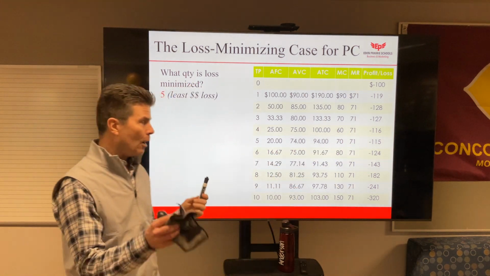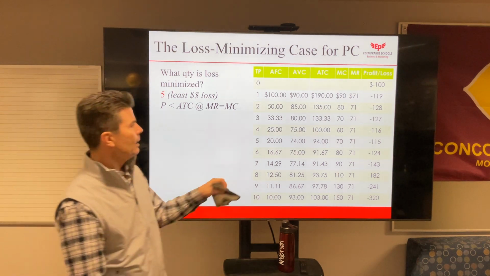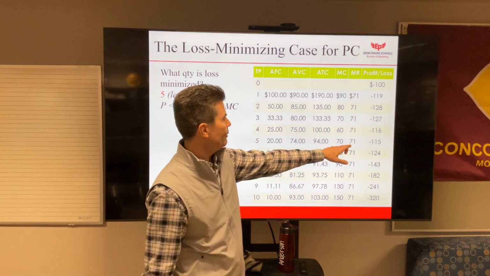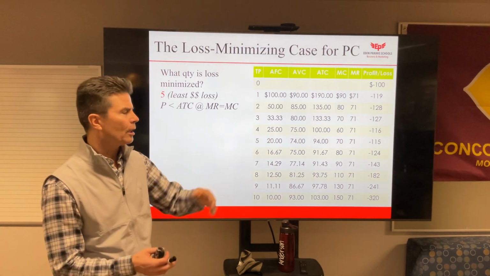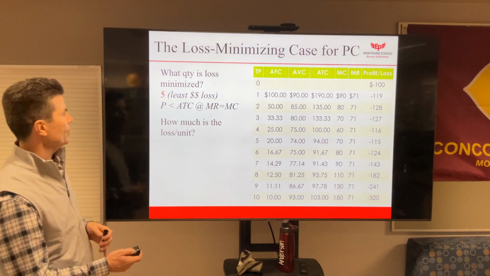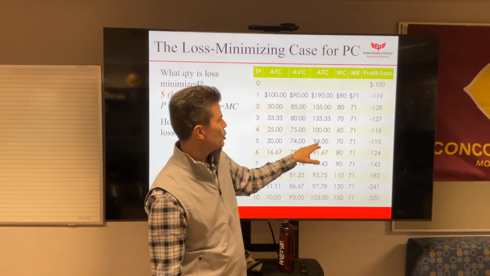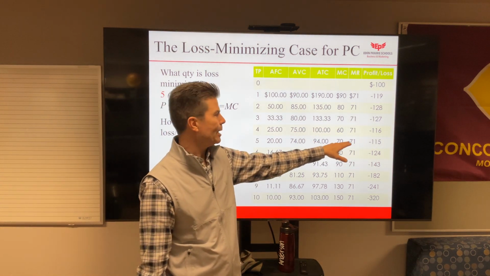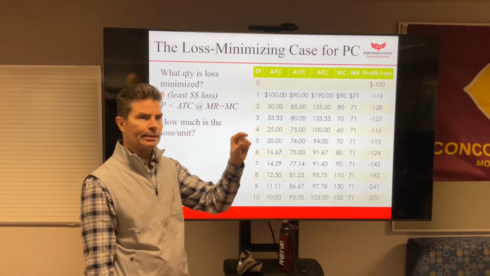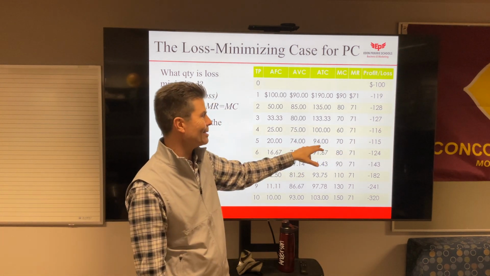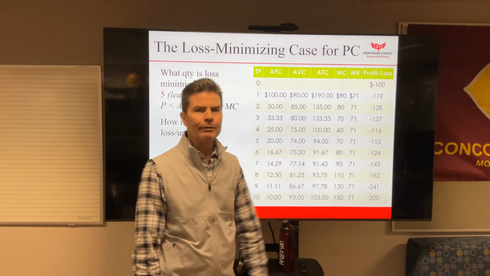Right? So now the question is, as we go through here, we know we're losing money at 5. $71 is less than $94. So we know we're losing money. We're losing $115. And so we can look at the next one. What's the loss per unit? The loss per unit is $23. $23 is 94 minus 71. Because remember, price minus ATC. So 71 minus 94 is negative 23 times 5 is $115.